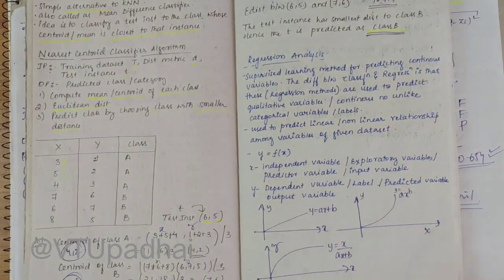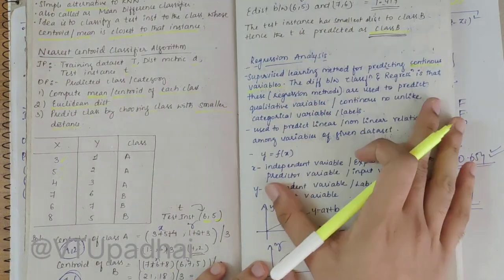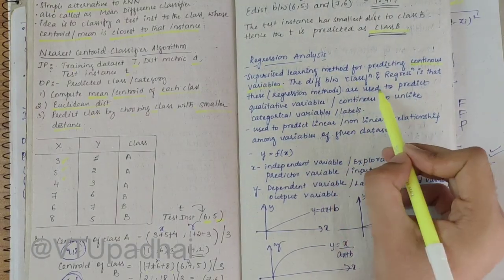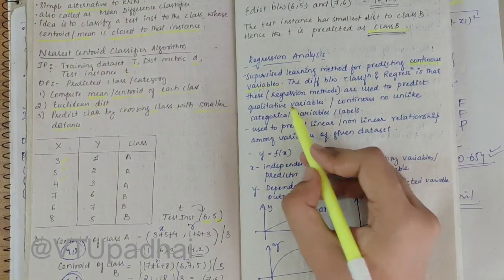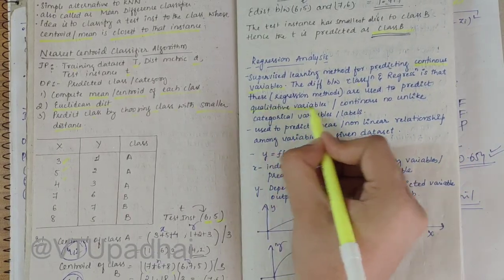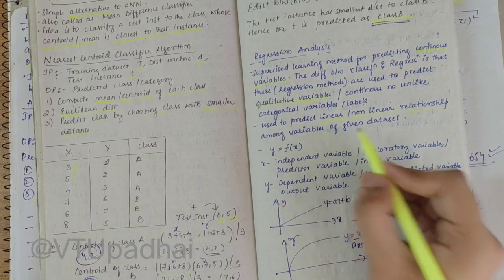Now we'll look into regression analysis. Regression analysis is a supervised learning method for predicting continuous variables. Even in the first module we have discussed the definition. The difference between classification and regression is that in regression we predict quantitative variables, unlike the categorical variables or labels. It is used to predict linear or non-linear relationships among variables of a given data set.